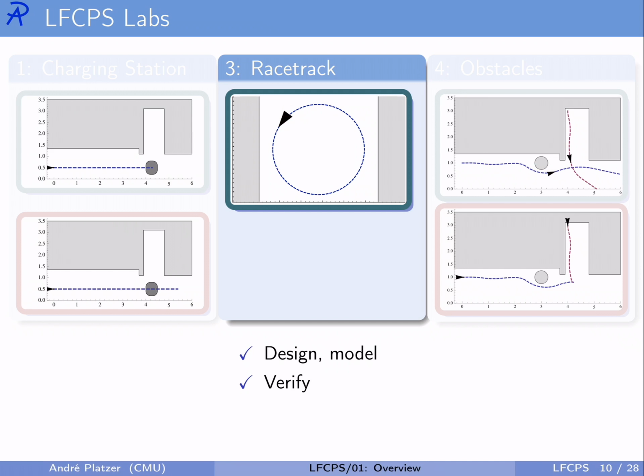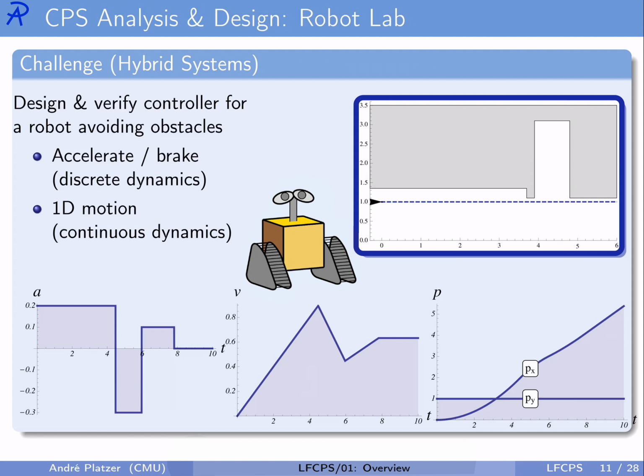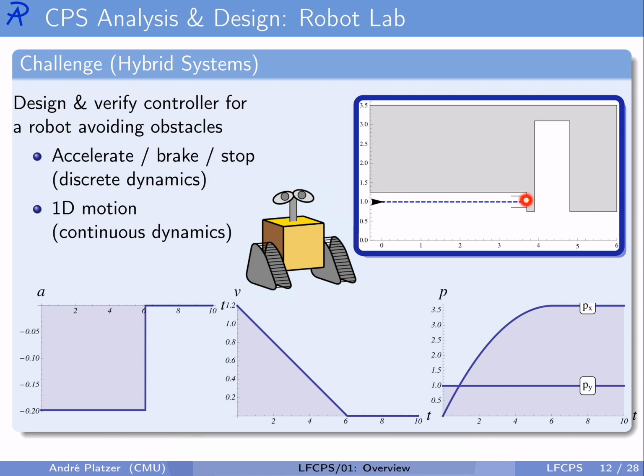Again, you will be designing, modeling, and then verifying the systems. In order to give you more appreciation of that, you will be designing and verifying controllers for robot obstacle avoidance, where your decisions of the robot will be to accelerate or brake, which is the discrete dynamical systems aspect, and the continuous dynamical systems aspect will be the motion in one dimension on a straight line with velocity and position changing. For example, here's a scenario where you will have a charging station right at the wall, and of course you need to get there without falling short.